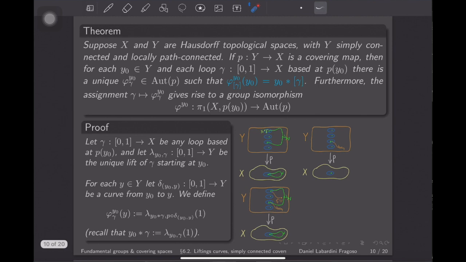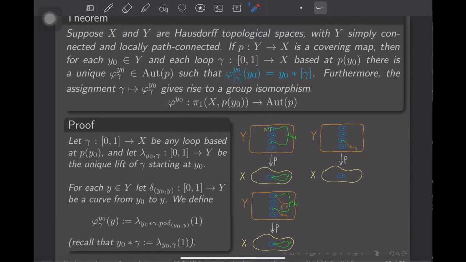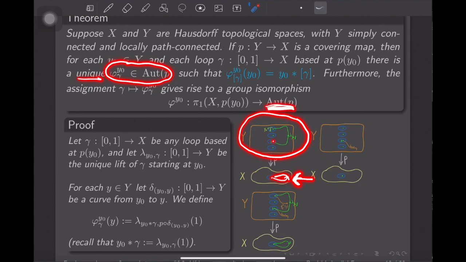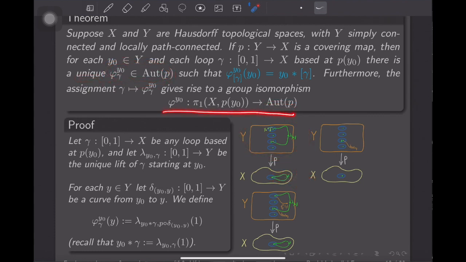And not only that, you see, somehow this is really determined by just starting with my y naught and starting with this. That's how I'm going to be able to determine this whole deck transformation uniquely. But you see, what I'm doing is to this closed curve that you are seeing here, I'm associating a whole deck transformation, so something in the group of deck transformations of p. This is an isomorphism between the fundamental group of the base and the group of deck transformations of the cover. So the group of deck transformations, each deck transformation goes from Y to itself, right?